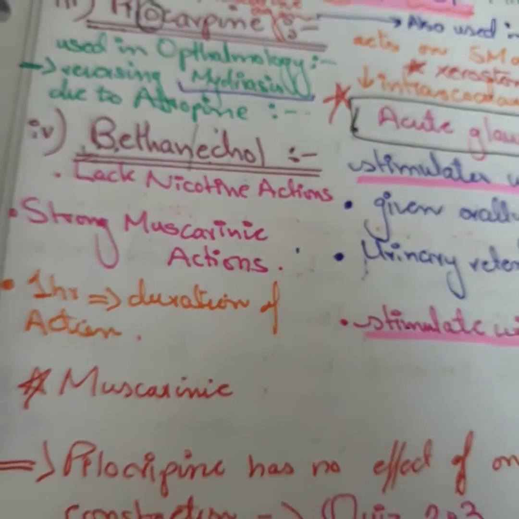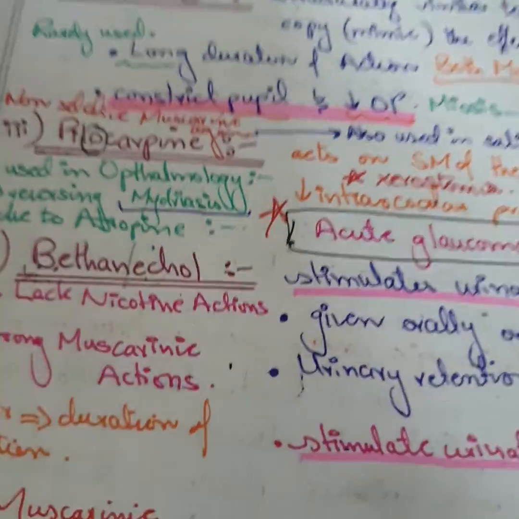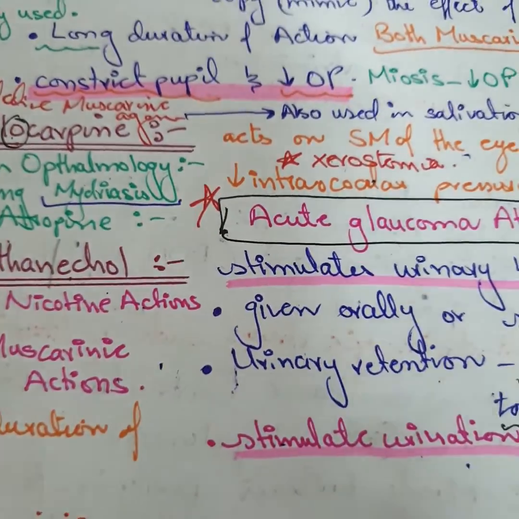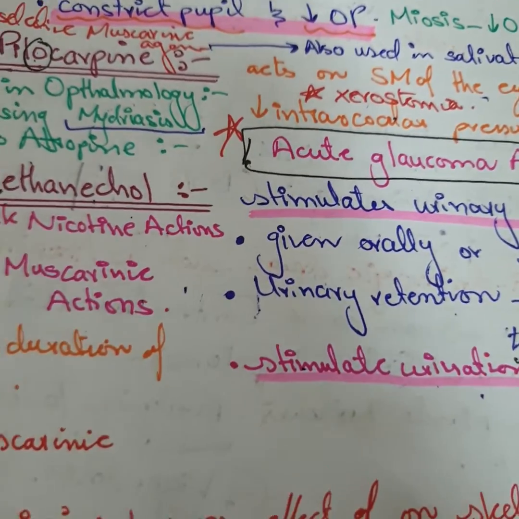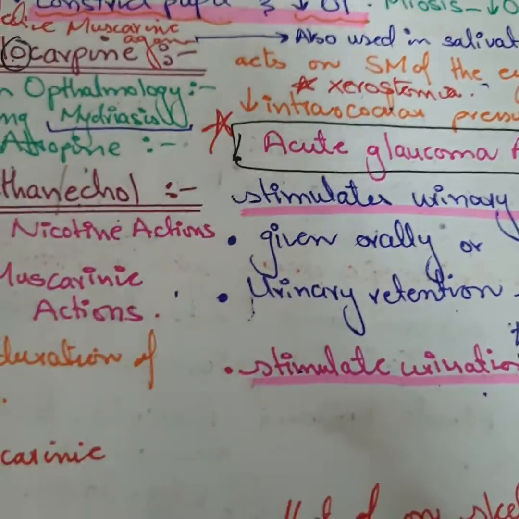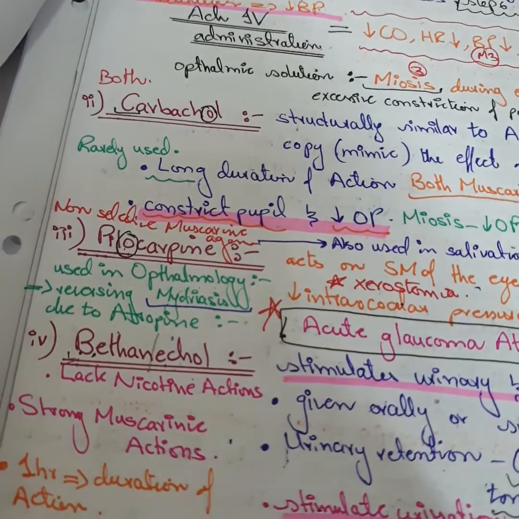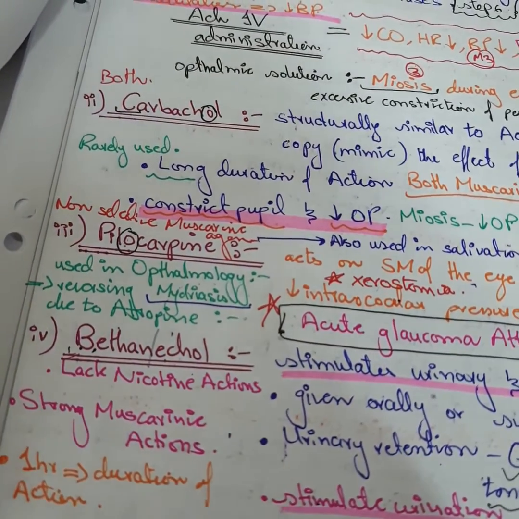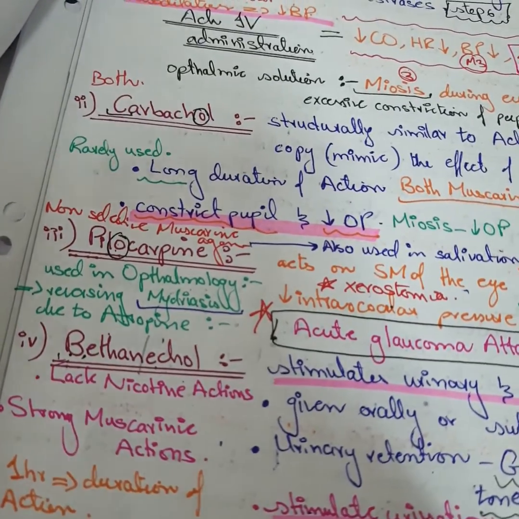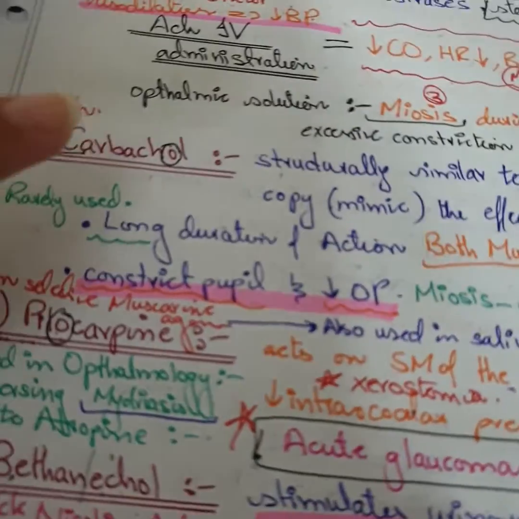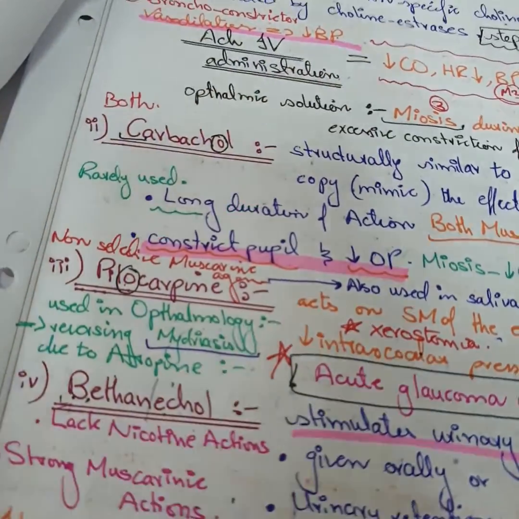I want to repeat that among the direct acting cholinergic agonists we have acetylcholine, bethanechol, carbachol, and pilocarpine. Only carbachol and acetylcholine stimulate both muscarinic receptors and nicotinic receptors. You remember acetylcholine is the main drug. Carbachol is stimulated by both.